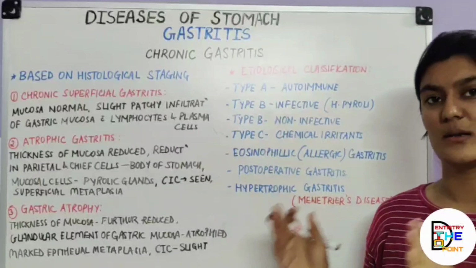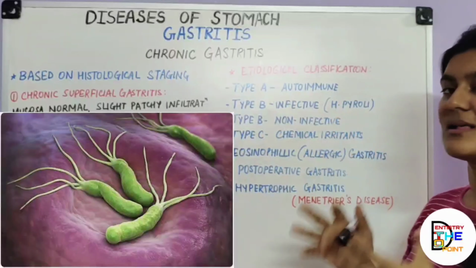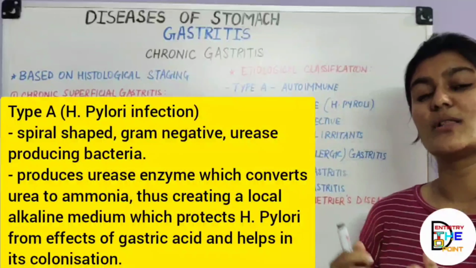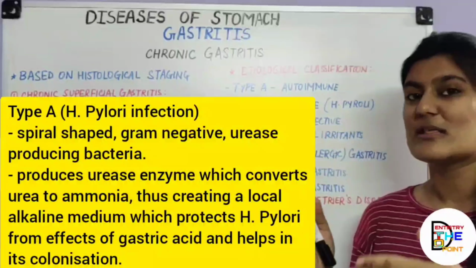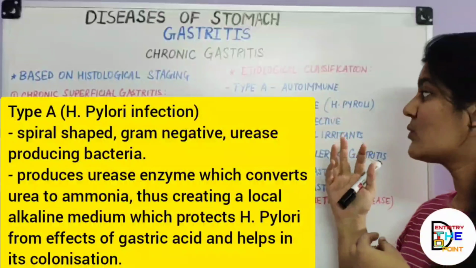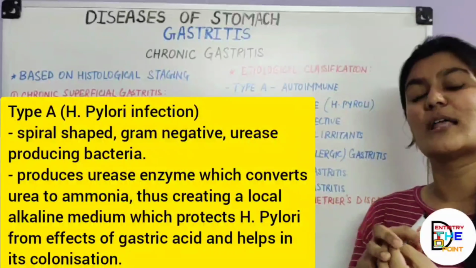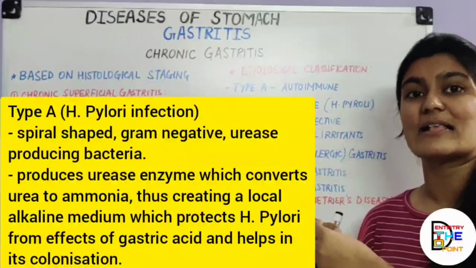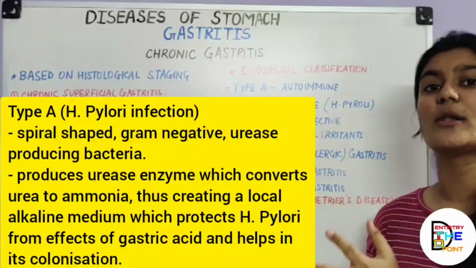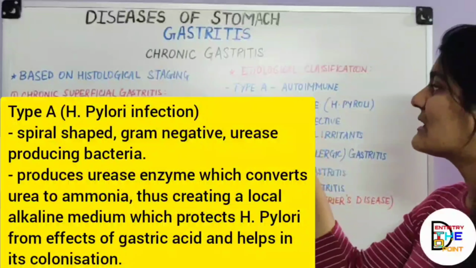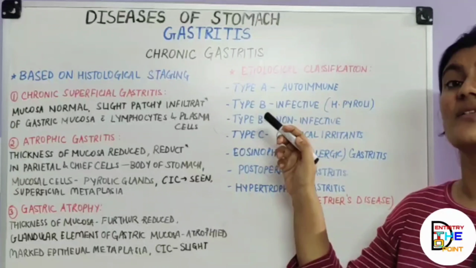Second is type B, that is infective, caused by H. pylori or Helicobacter pylori bacteria. Now this is a spiral gram-negative urease producing bacteria. What it has is an enzyme known as urease, which converts the urea into ammonia. So this ammonia is a base, obviously. This produces a local alkaline environment around the bacteria so that it protects the bacteria from the gastric acid which is present, and there is easy colonization of the bacteria in the antrum or in the body of the stomach. Usually this type is more common in the antrum and it spares the body.